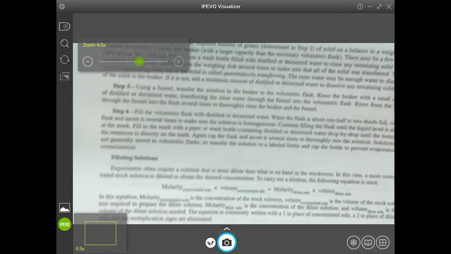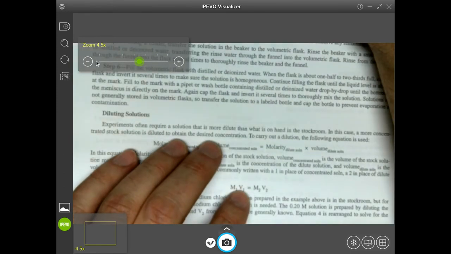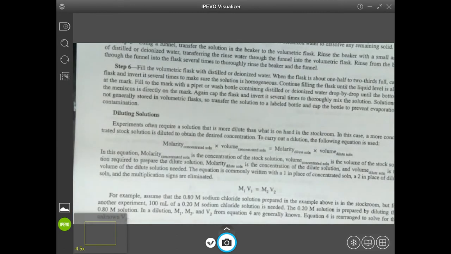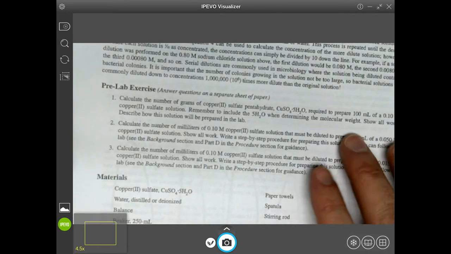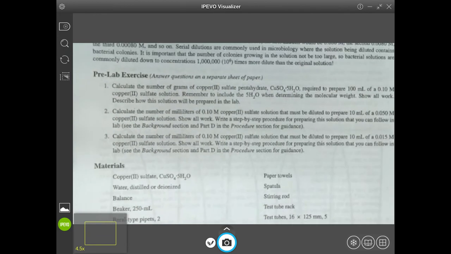So this part down here is diluting the solutions after you've got your stock made. That's going to be the next steps. But in order to make the solution, we're going to do the pre-lab exercise here. So you guys are actually going to need to get out another sheet of paper, like a separate sheet of paper, because they don't give us room to do it on here.